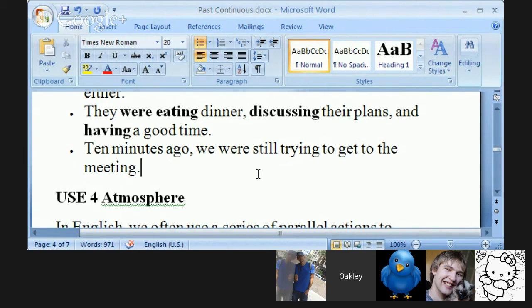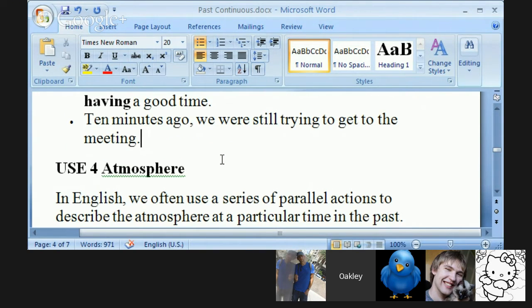Ten minutes ago we were still trying to get to the meeting. Now I'm not sure if they're still trying, or if they made it to the meeting or not, because this is only talking about an action of duration in the past. I think this is perfectly okay. I don't see any problem with this.